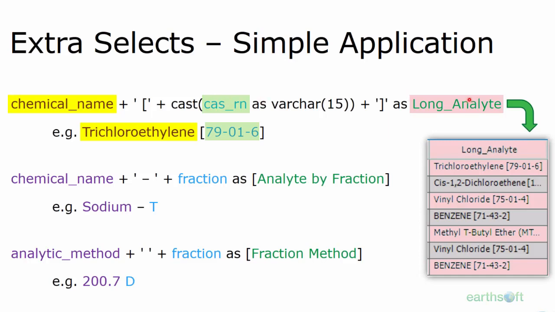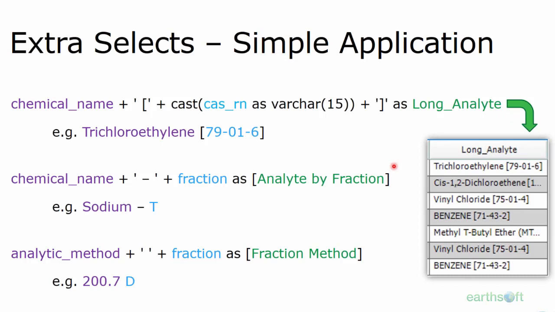Maybe you want to be able to see both your analyte name and the CAS number there just for informational purposes. In this case, we cast the CAS number just for clarity's sake. We added some brackets here with single quotes around those brackets and a space. And we essentially said, I want to see the chemical name and the CAS number as long analyte. So what it will do is look to the report, find the chemical name field, find the CAS_RN field, and then concatenate those into the long analyte field. It's a brand new field that it'll create.